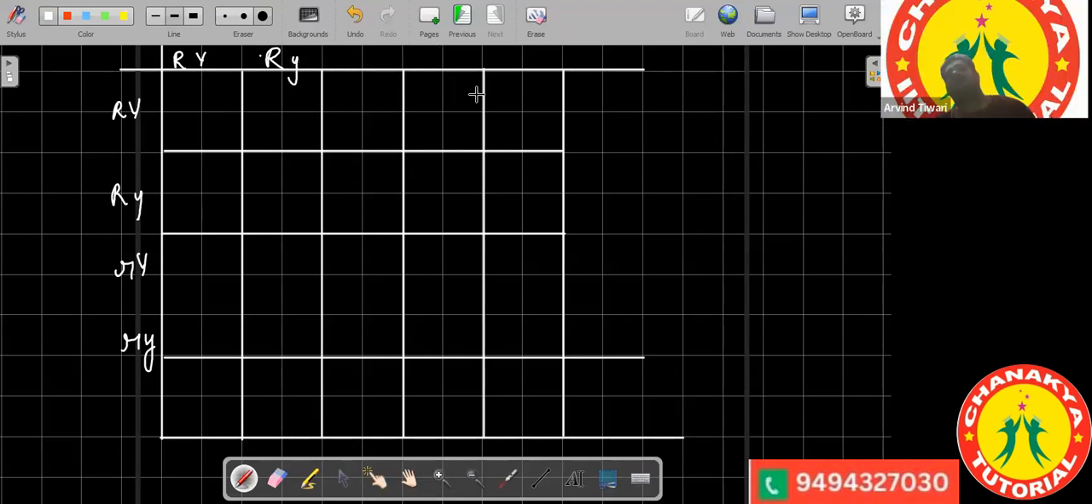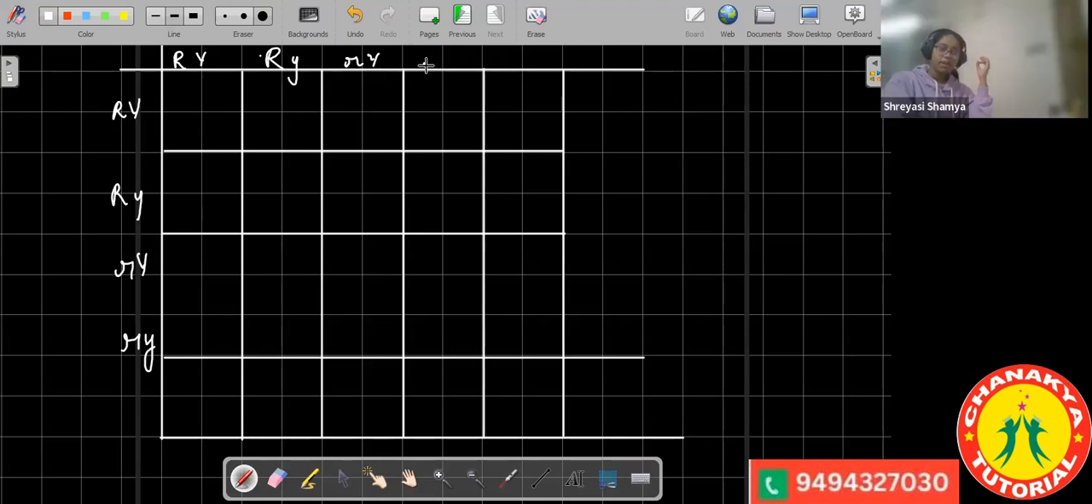See, there will be only two pure ones. One will be purely round and yellow, and one will be purely wrinkled and green. The rest of them will all be impure.